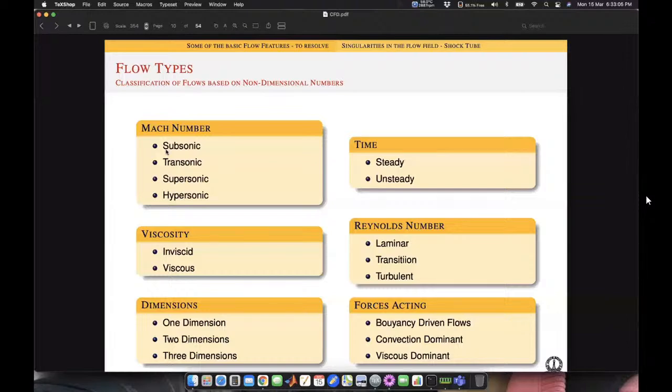Then you can have one-dimensional flow, in the sense of a unidimensional flow, two-dimensional and three-dimensional flows. Then you have buoyancy-driven flows based on forces acting on the fluid. Now, when you say forces acting on the fluid, those who have learned fluid mechanics know that you have forces acting on the surface and forces acting on the entire body of the fluid, basically surface forces and volumetric forces. Apart from those, you have buoyancy-driven flows, where density gradients impart the flow fields.